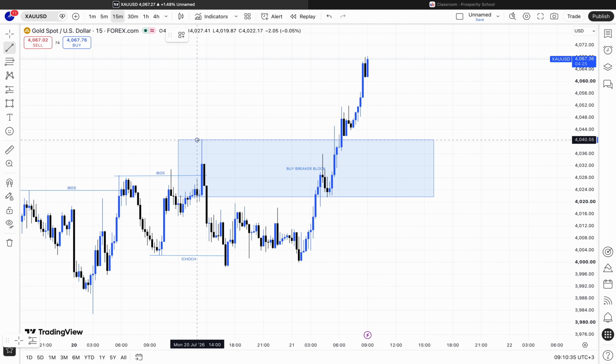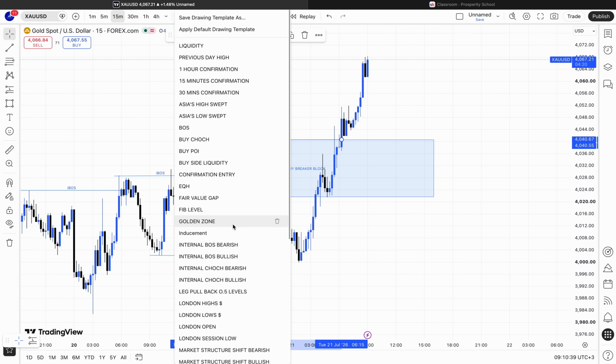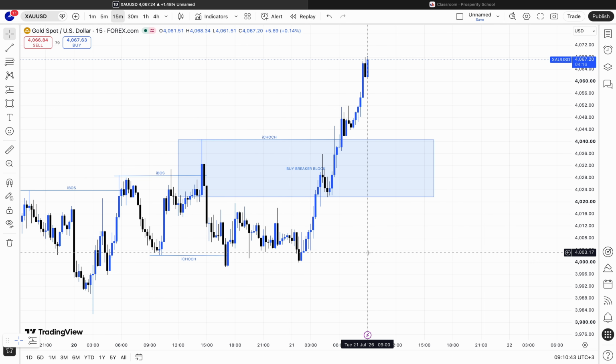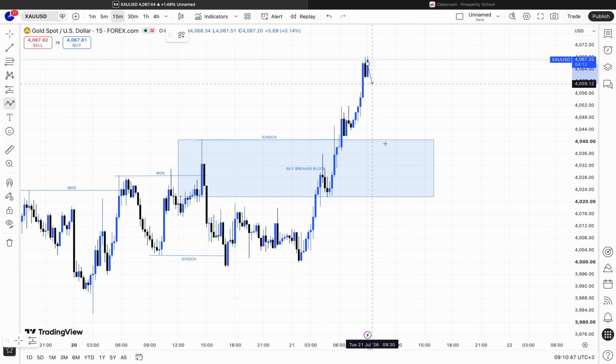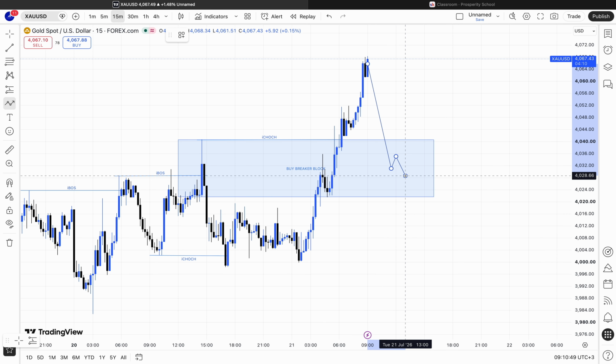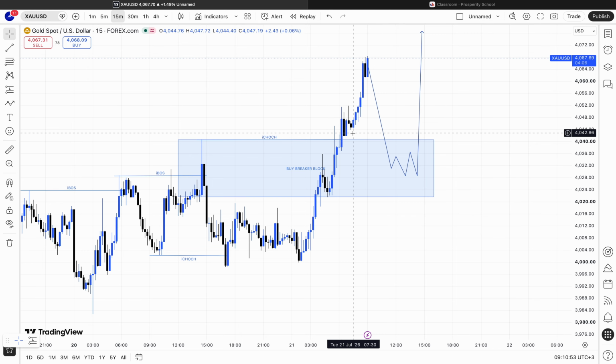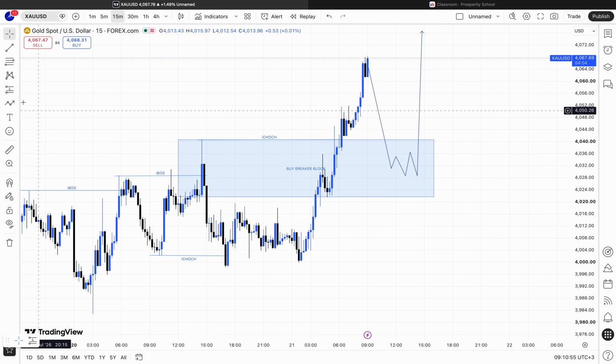Then we're going to wait for the break of structure to the upside, right? My plan is very simple. I'm going to wait for the price to come back to this breaker block, then I look for buy confirmations, then I'll be continuing to buy. That'll be scenario number 1, then scenario number 2.